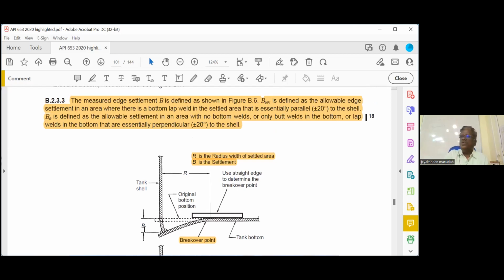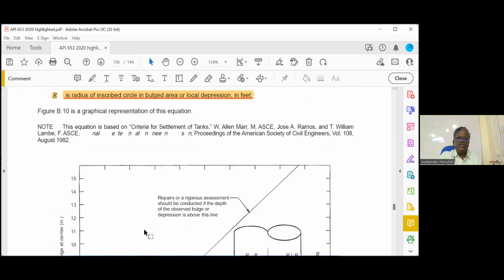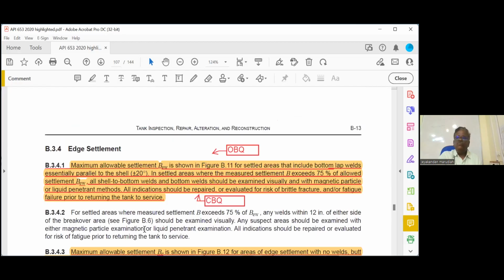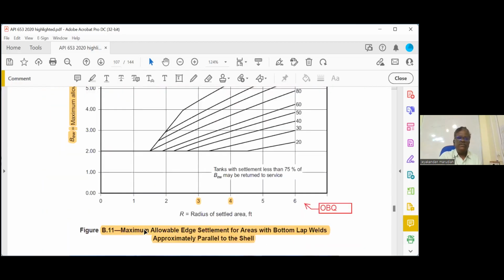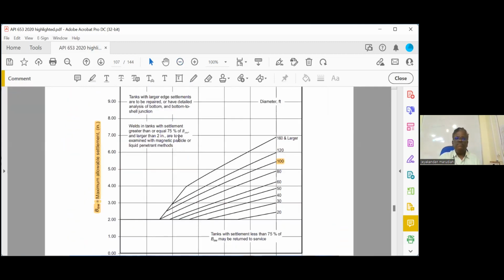There are two graphs we have to refer. One is where there are no joints in the bottom plate. Another one is where there is an annular plate joint. In that area, how much settlement is allowed? Where there is no annular plate joint, how much settlement is allowed? We'll come back again. So please go to page number B-13, figure B11.